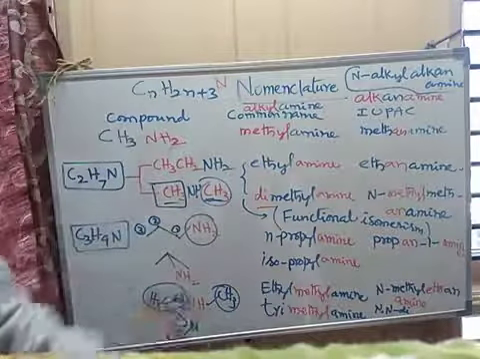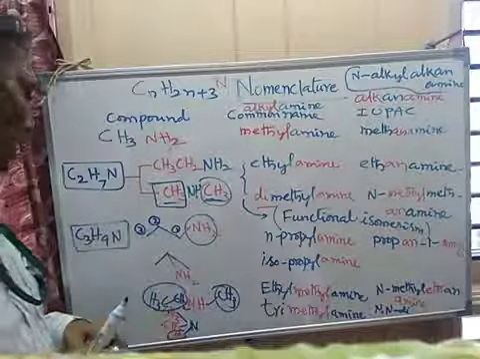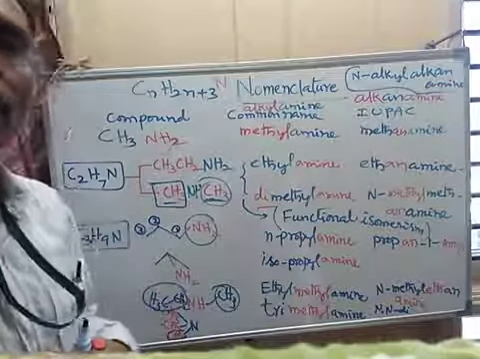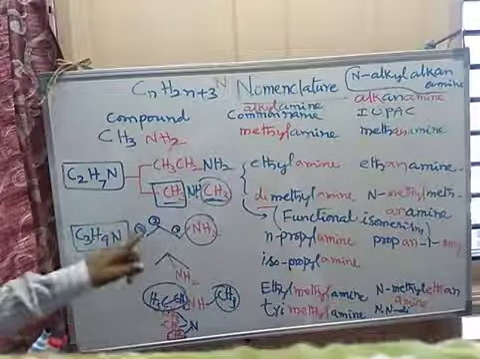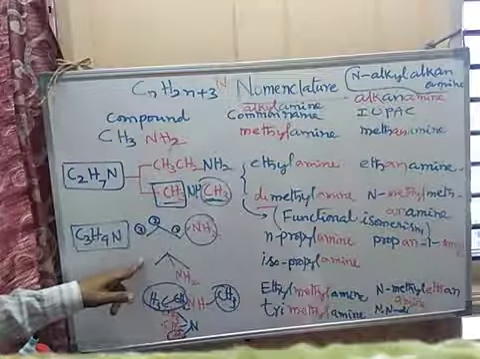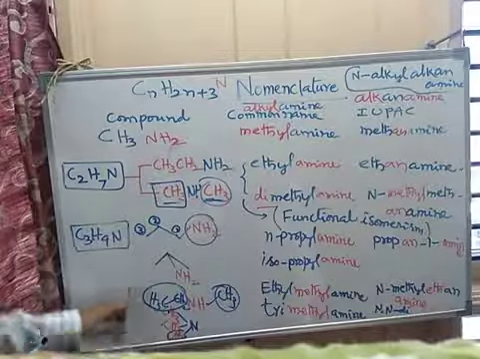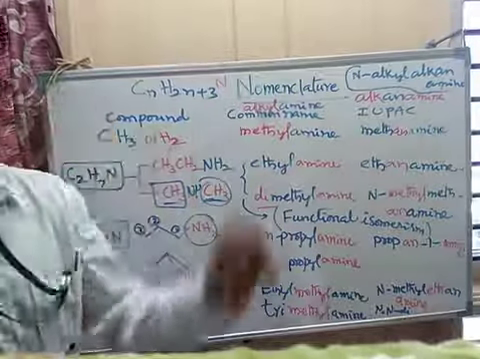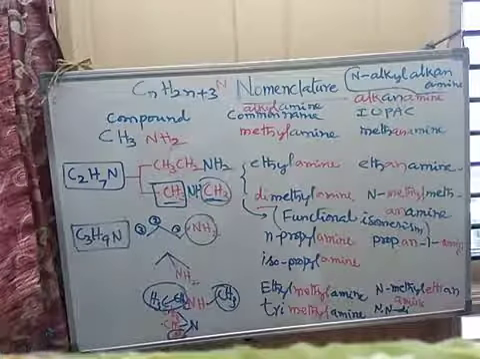How many structural isomers are possible with the molecular formula C3H9N is a question in front of you. How do you write this? Simple answer: 1 propanamine, 2 propanamine, N-methylethanamine, N,N-dimethylmethanamine. Final answer is 4. That is a possible PU question as well as a competitive examination question.